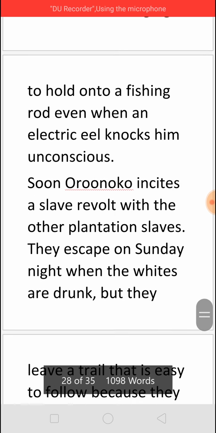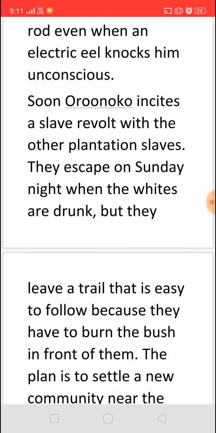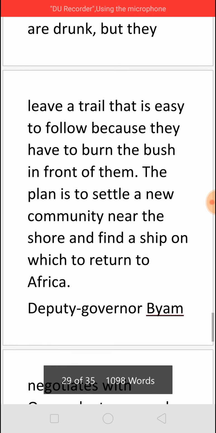And soon what happens is, Oroonoko finds out that the slaves are treated in a very bad manner in the plantation. So he organizes a slave revolt, and they all try to escape on a Sunday night when all the whites are fully drunk. But what happens is, in order to escape, they had to burn the bushes which were in front of them to make the pathway, and this helps the whites to trace them.